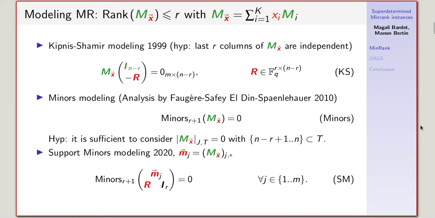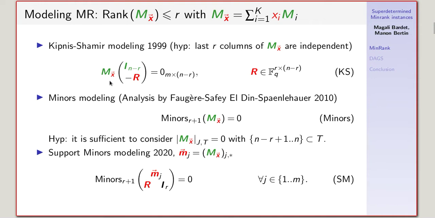We are interested here in the algebraic modeling of the problem. I write M the matrix that is a linear combination of the initial matrices with coefficients that are variables, so that the entries of M are linear forms in the variables. The first modeling was given by Kipnis and Shamir in 99.